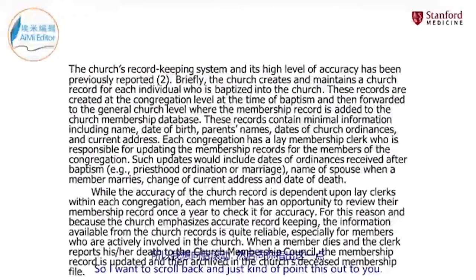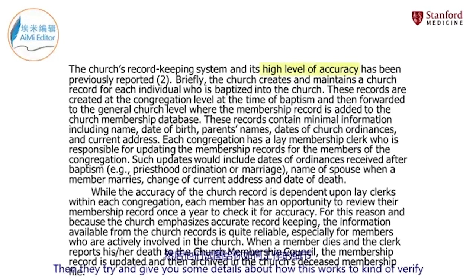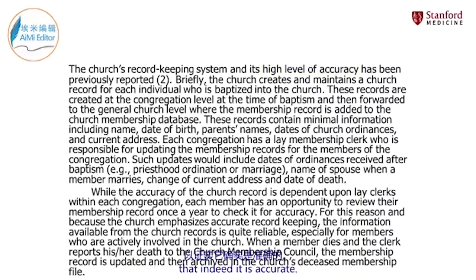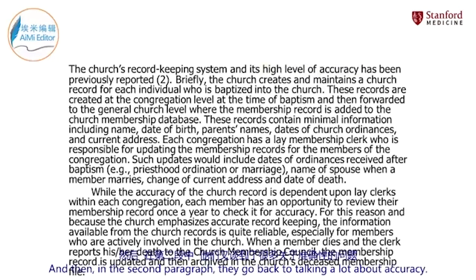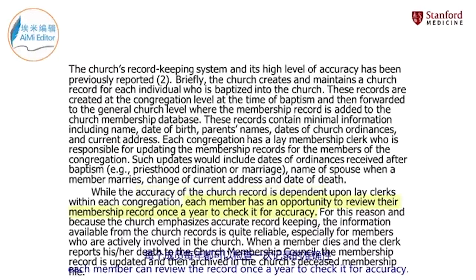So I want to scroll back and point this out to you. In the original two paragraphs, they say in the very first sentence, it's a high level of accuracy. They give you a reference for that. And then they're trying to give you some details about how this works to verify that indeed it is accurate. Then in the second paragraph, they go back to talking a lot about accuracy. Well, the accuracy is dependent. Each member can review the record once a year to check it for accuracy. For this reason, and because the church emphasizes accurate record keeping, the information is quite reliable, right? So they're repeating those words, accurate and reliable, quite a bit.